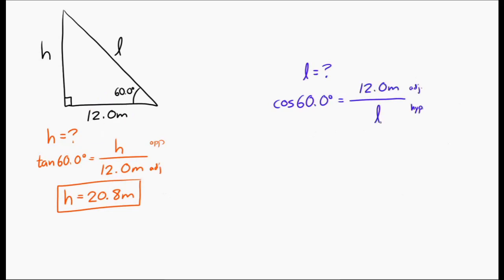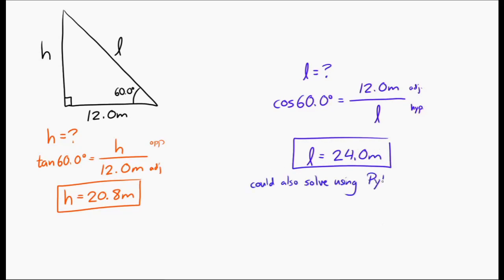Solve for L. And let's say I don't feel like using cosine. There is another option. If I know two sides, so if I know H is equal to 20.8, and I know that this side is equal to 12 meters, I could also use the Pythagorean theorem to relate the three sides. And I get the same result.